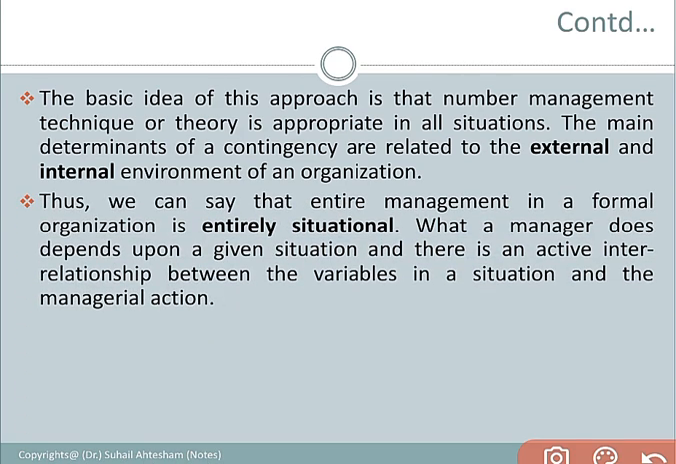Thus, we can say that entire management is a formal organization. In a formal organization, everything is extremely situational, right? According to the situation in day-to-day functioning in the formal organization, anything can happen. So basically, the future is uncertain. We can predict all the things, but we don't know what will happen tomorrow, right?